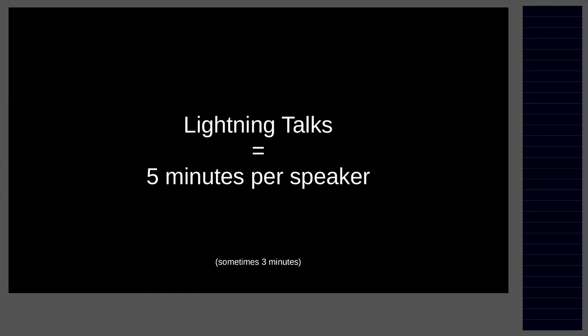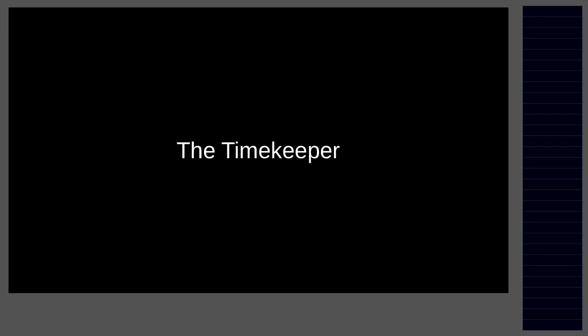So we'll have lightning talks here, which are basically 5-minute talks that everyone can give if he manages to register in time. And sometimes we also have 3-minute talks, but I think in this session we'll only have 5-minute talks. To make sure that every speaker uses only 5 minutes, we have this nifty device called Timekeeper, which Alex constructed. Would you like to say something about that?